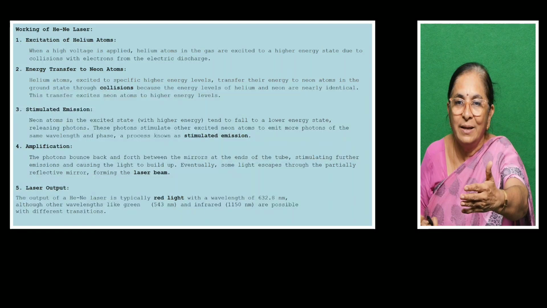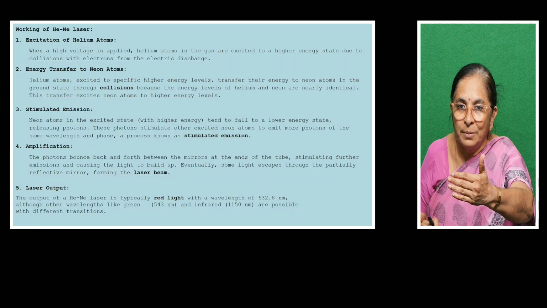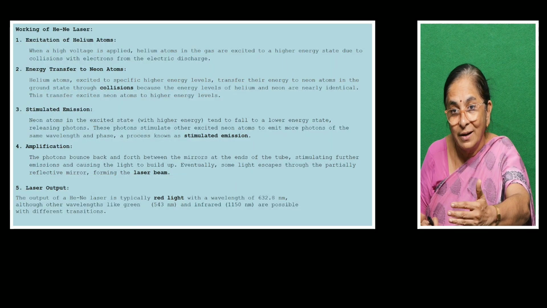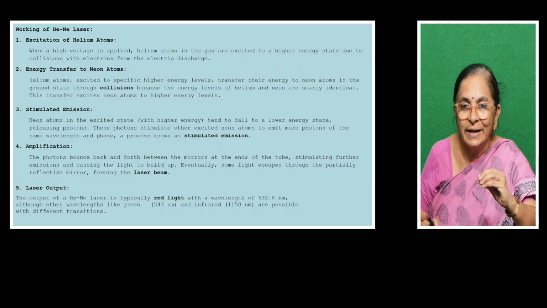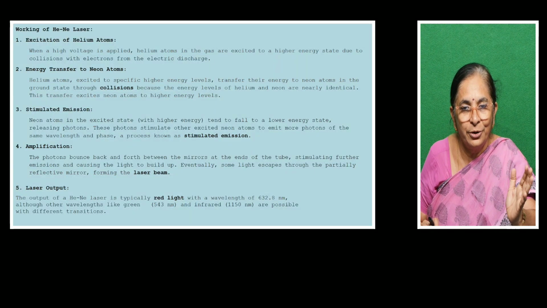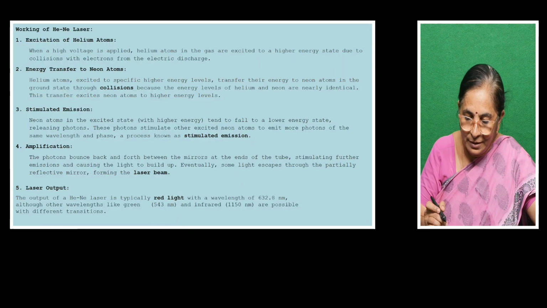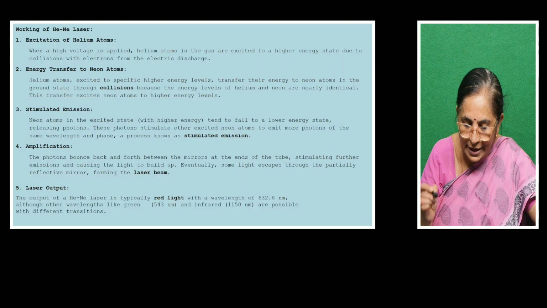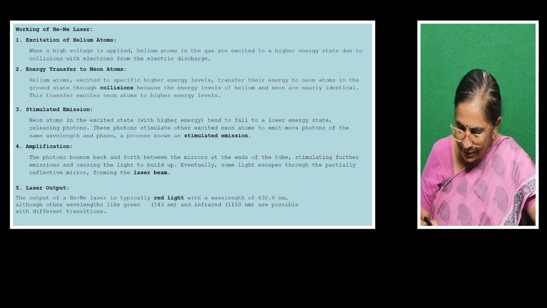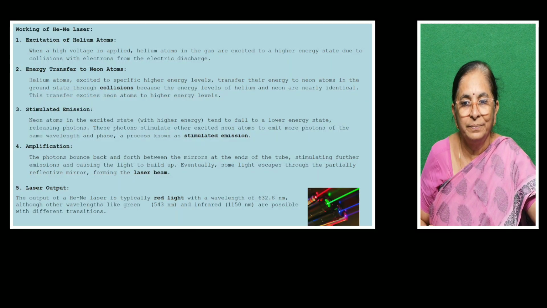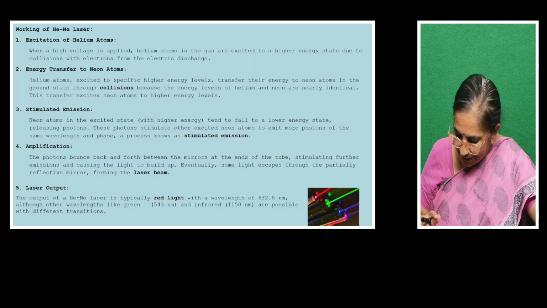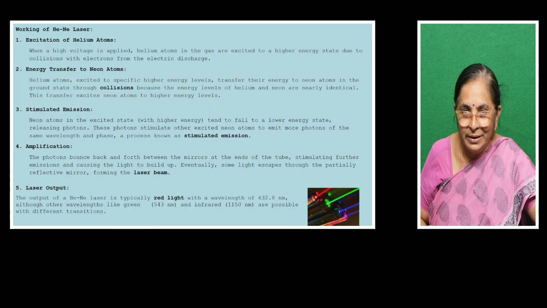Now the neon atoms get excited to the higher energy level, and when they jump back to the metastable states, they release excess energy as photons. These photons undergo multiple reflections in the optical cavity and get amplified and come out as laser light at 3 wavelengths: 632.8 nanometer, 543 nanometer and 1150 nanometer. So you can see different colors we can create. We can obtain laser light from the helium neon laser.